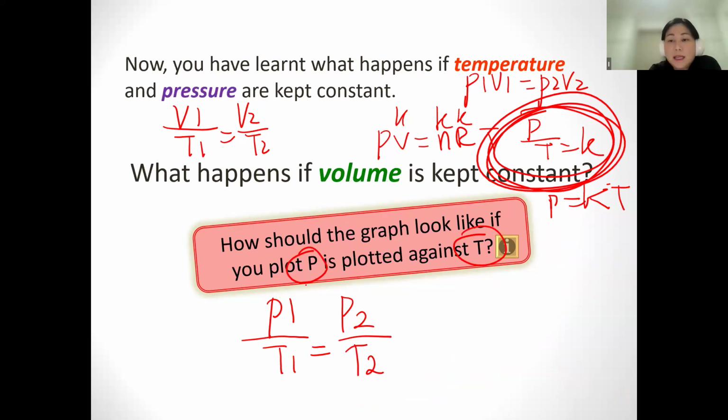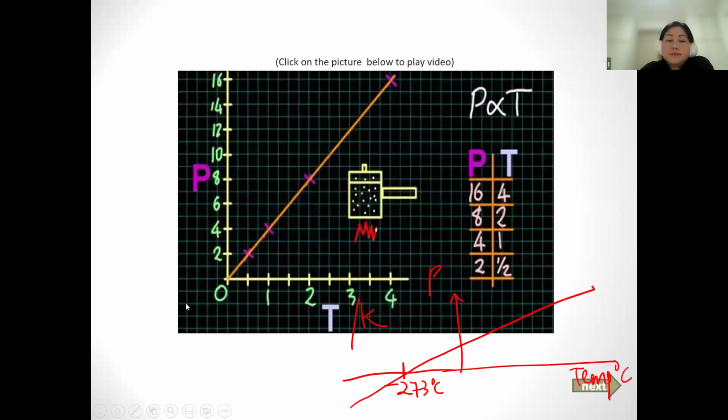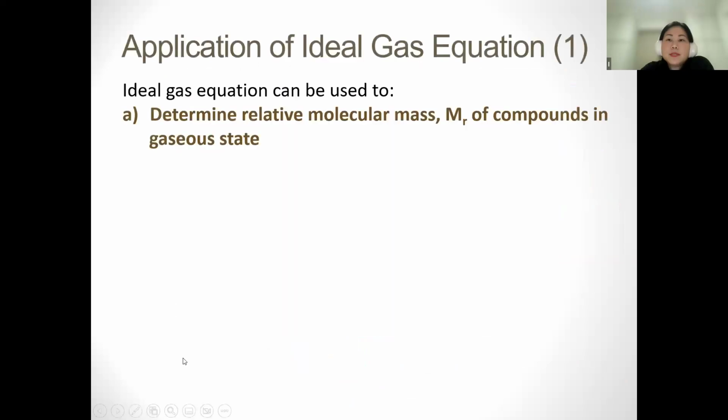So P can be in any units. They can be Newton per meter squared, they can be atm, they can be Pascal, they can be in mmHg. As long as they are consistent, there's no need to convert, but temperature always must convert to Kelvin. Okay? Okay, so now we see some relationship.